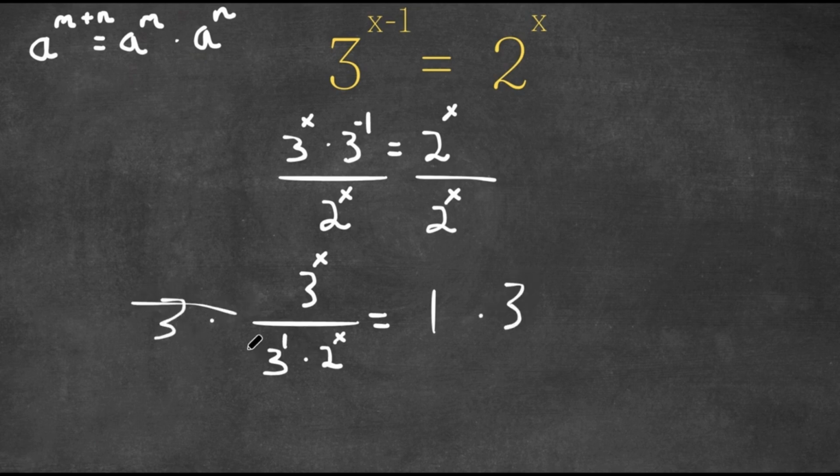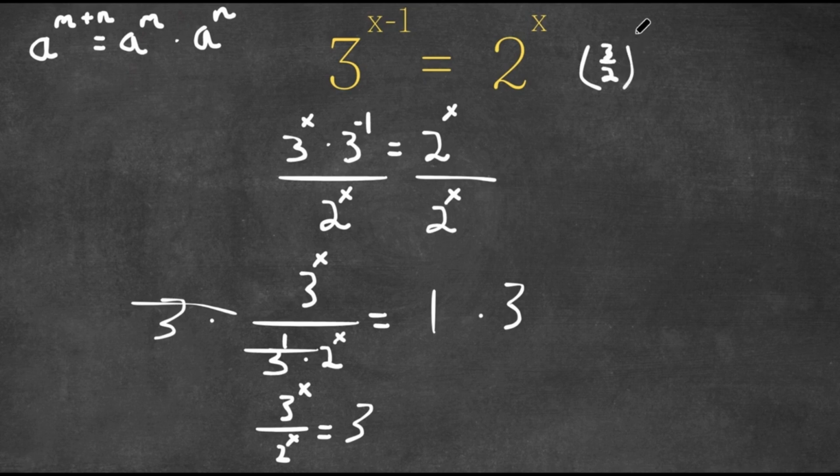So now these two cancel out, and you're left with 3 to the power of x over 2 to the power of x is equal to 3. So now this can be written as 3 over 2 to the power of x is equal to 3.